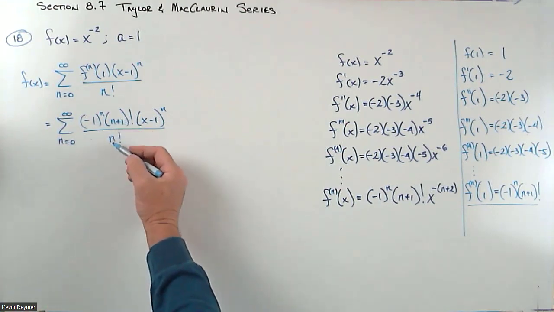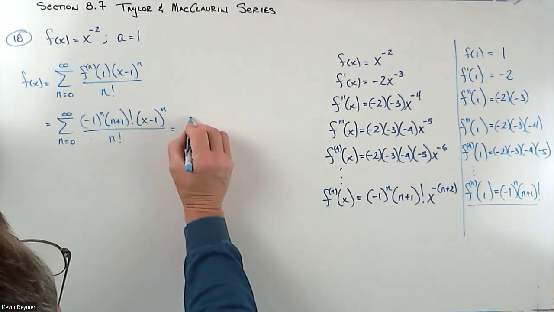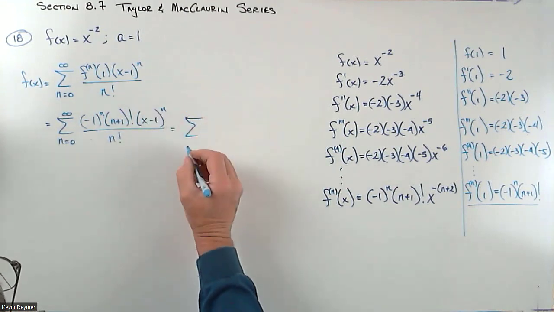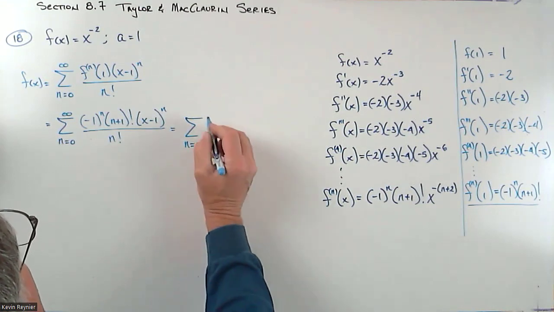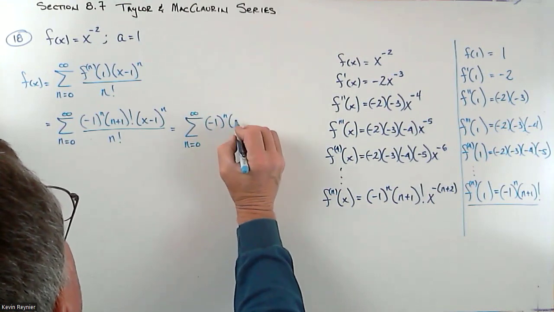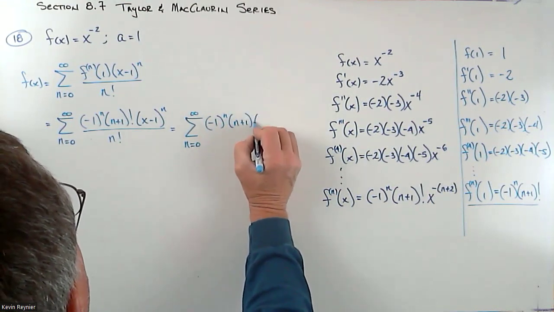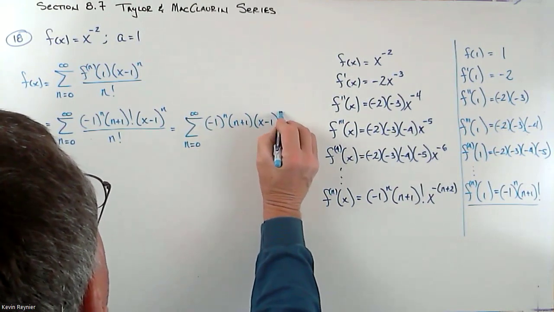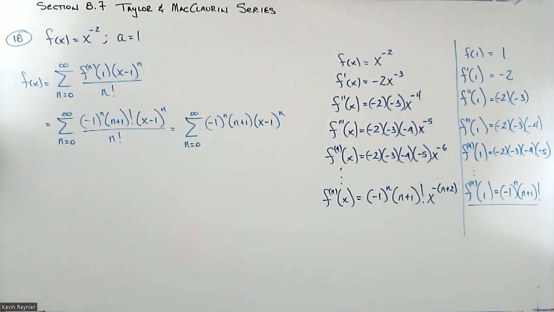And of course, this n factorial and this (n plus 1) factorial cancel all terms except for n plus 1. And so we get the sum from n equals 0 to infinity of (-1) to the n times (n plus 1) times (x minus 1) to the n. And that's it. That's the answer to problem number 18. That's our Taylor series for f of x equals x to the negative 2 at a equals 1.